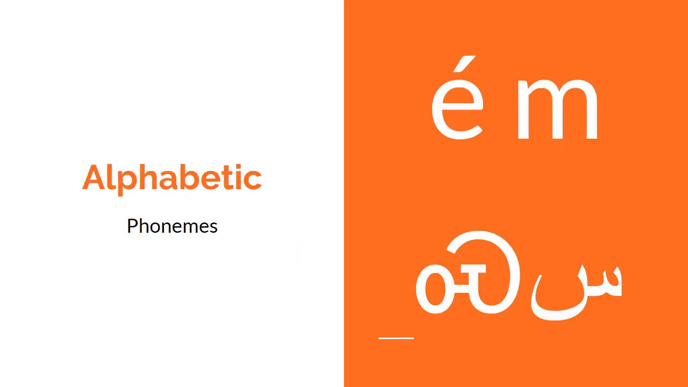Then we have alphabetic systems where there's generally a one sound to one symbol correspondence. So they represent phonemes. There's one maybe from some Latin systems like A in French, or in English and many other languages. And then we have some from other Asian languages as well, where that symbol represents one sound.